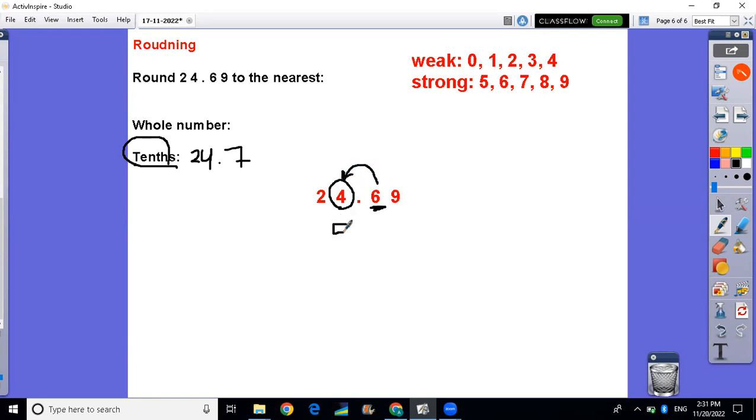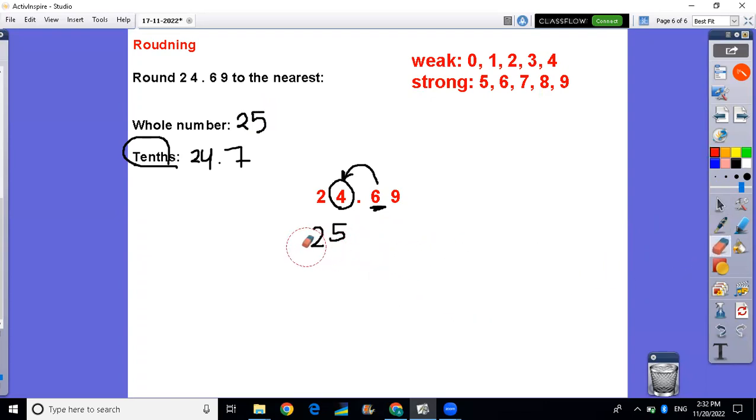The 4 becomes 5. Everything before it, the same. Everything after it, 0. Oh, but Mr. Ahmed, the whole number, you cannot have decimals in rounding it to the nearest whole number. So it's only 25. If I write it as 25.00, it's the same? No, rounding it to the nearest whole number doesn't accept any decimal points to be there. So it's just only 25. That is the answer.